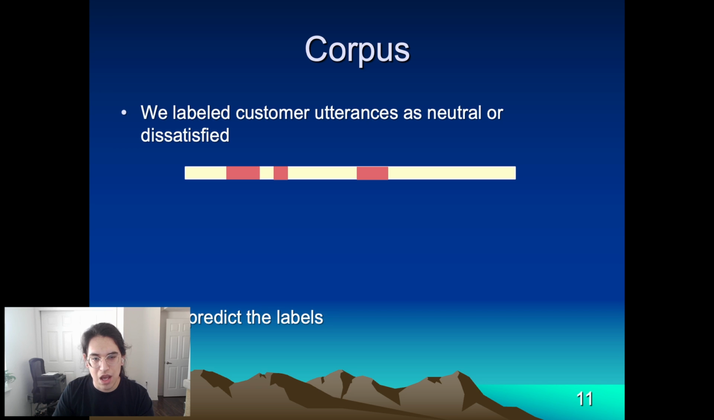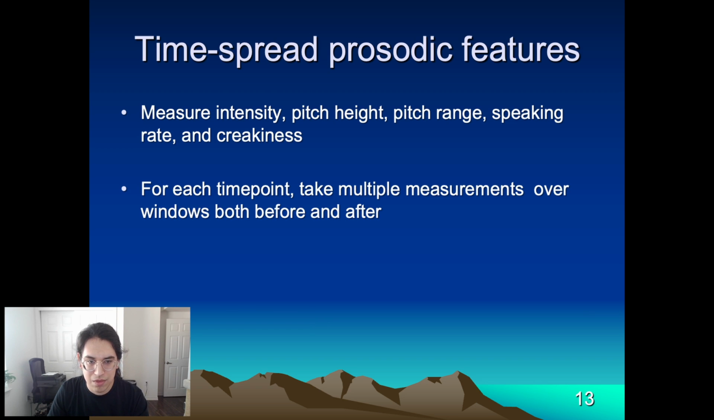And so now that we have each moment or each frame of these utterances labeled for dissatisfaction, we can predict these labels, and we do this using prosody measures. These features measure intensity, pitch height, pitch range, speaking rate, and creakiness. And for context, for each time point, we take multiple measurements over the windows both before and after. Throughout this research, we're only using the customer side audio.